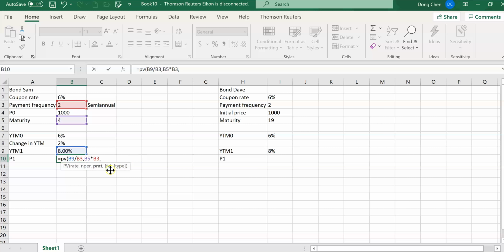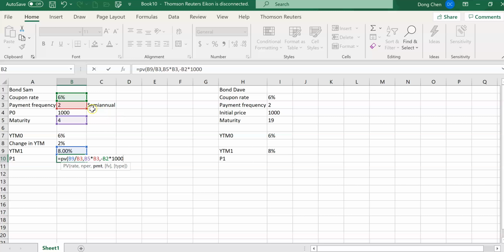And then the third argument here is the payment. So this is the coupon payment. Again, I want to put a negative number here because I want to get a positive present value. So this will be the coupon rate, right? The coupon rate and then times the par value. Par value is generally $1,000.